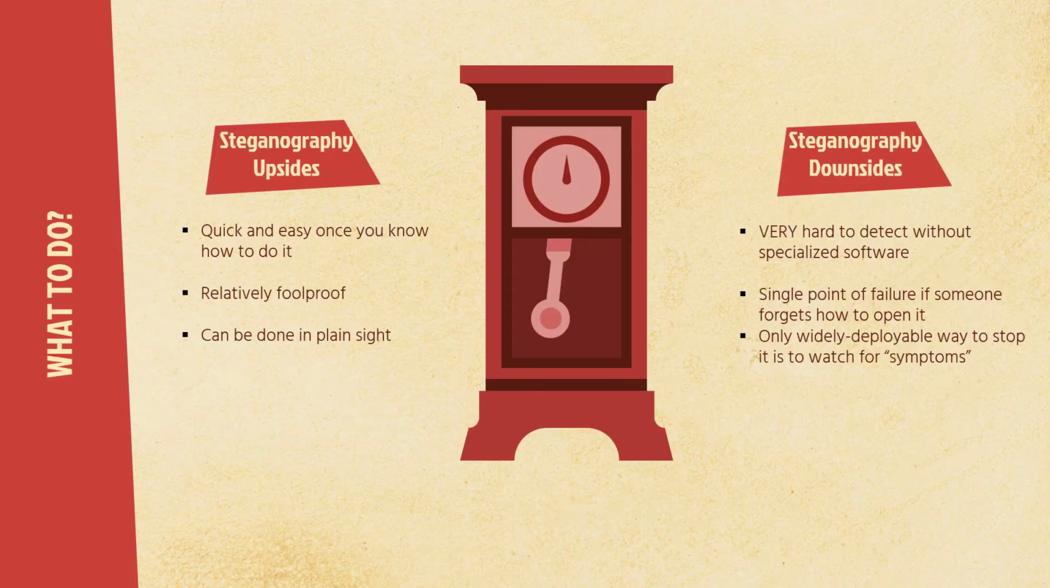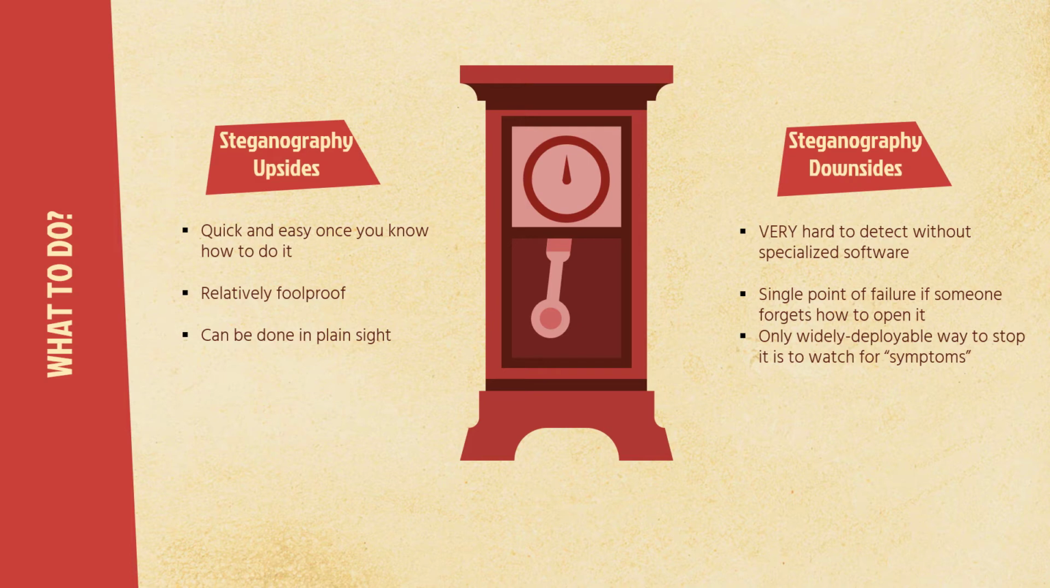So it does have some upsides and some downsides. The upsides, if you're the one using it, is that it's quick and easy once you know how to do it. It's relatively foolproof and it can be done in plain sight. The downside, if you're the person that it's being used on, so to speak, is it's very hard to detect without specialized software. There's programs that do steganography, and there are programs that decode the steganography. And without those certain programs matching, there's no real way you're going to be able to get the data out.